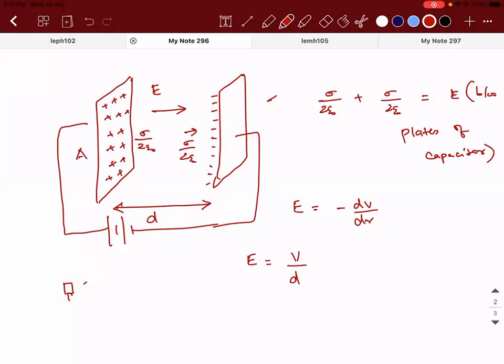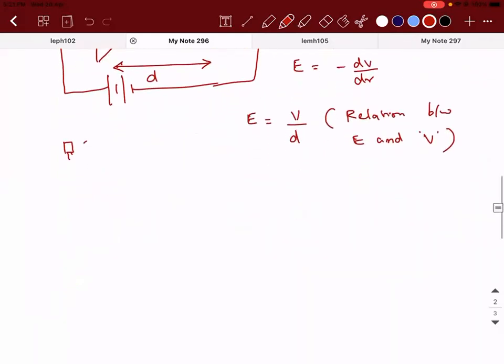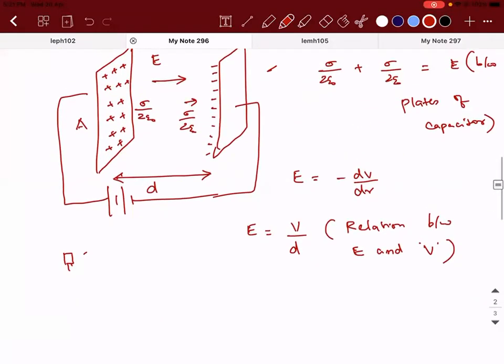So this is the relation between electric field and V. So E is equal to V divided by D. Any doubt on this? So what will be the value of electric field between the plates? It is sigma by epsilon naught. I'll call that equation number 1. And E is equal to V by D, I'll call it equation number 2.